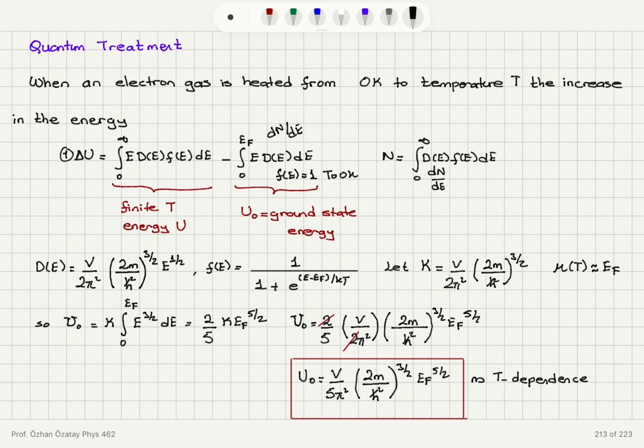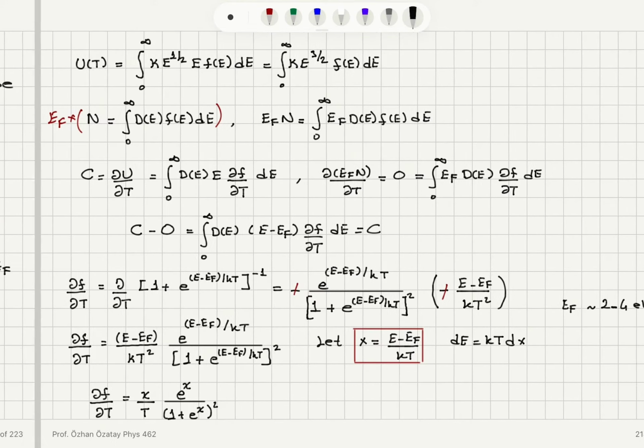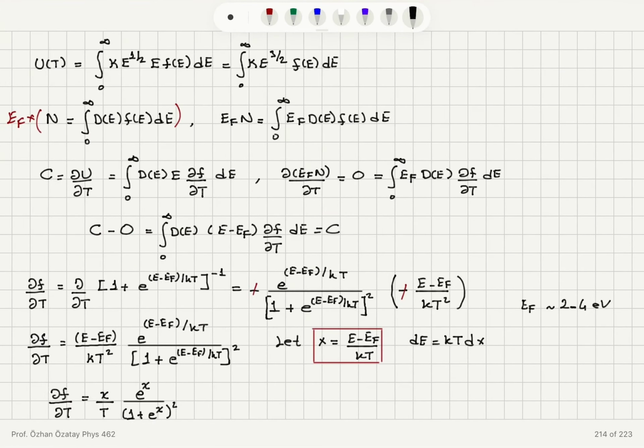You can see that there is no temperature dependence in the ground state energy. So it's the finite temperature energy that changes with temperature. That's what we're considering: del U del T. The density of states has no temperature dependence, so we have the integral of the density of states times E times del f del T dE. On the other hand, for the integral for E Fermi times N, when you take the derivative with respect to temperature, that should be 0 because E Fermi times N is a constant.